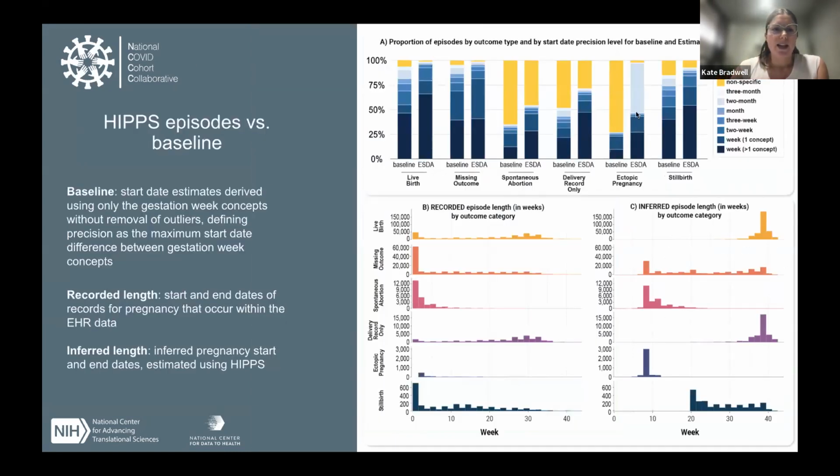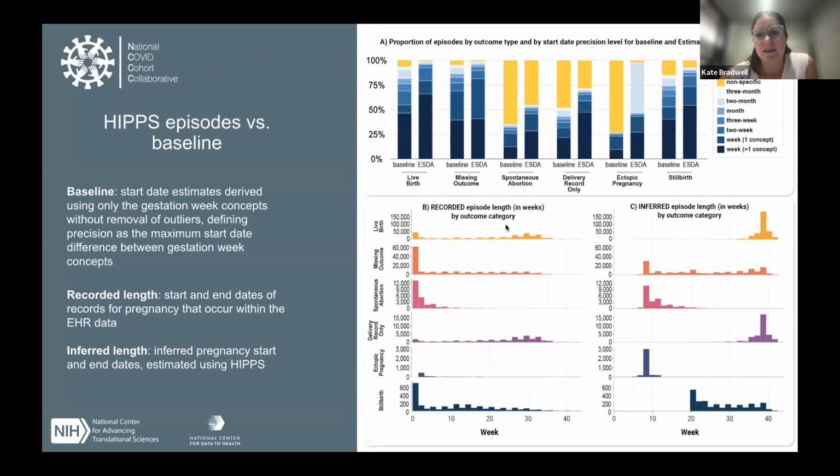So then we looked at the advantage of using the estimated start date algorithm versus a heuristic approach of just using gestational week concepts without removal of outliers. And we saw a vast improvement in the amount of episodes we have with week level gestational timing based on applying our estimated start date algorithm.